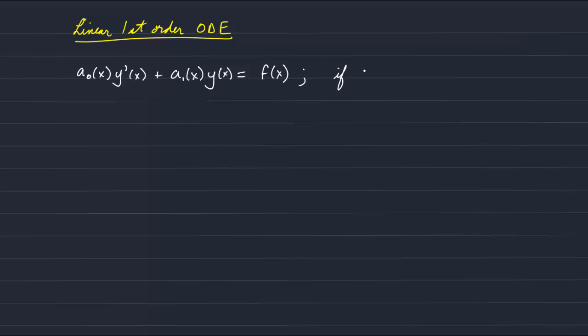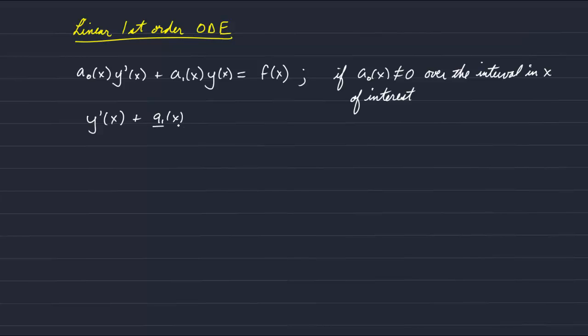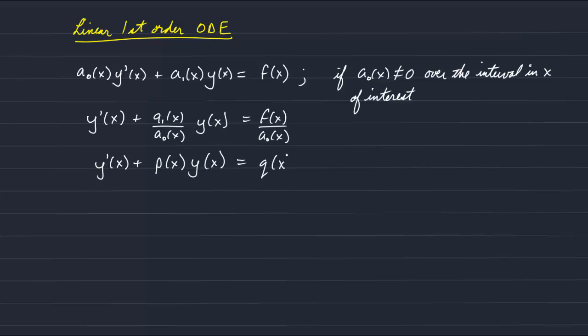Now, if a0 is non-zero over the interval of interest, we can of course rewrite this equation with the first derivative by itself as y prime plus a1 of x over a0 of x times y of x equals f of x over a0 of x, or in a more succinct form, just y prime plus p of x, the coefficient on the function of y itself, times y, and the right-hand side, again being the part of the equation that is independent of y, is just written as q.